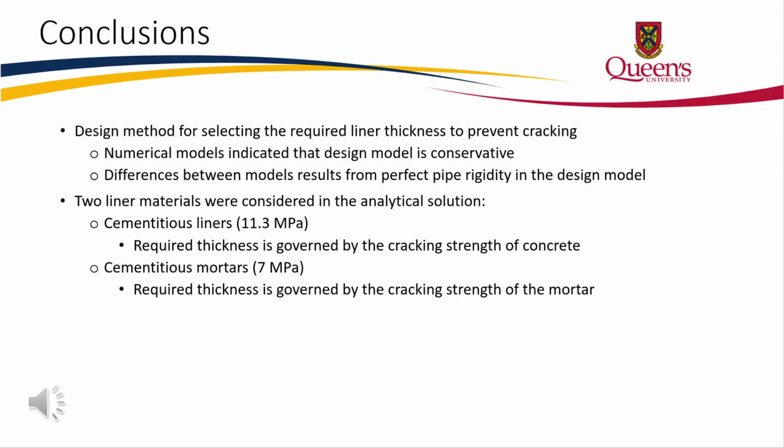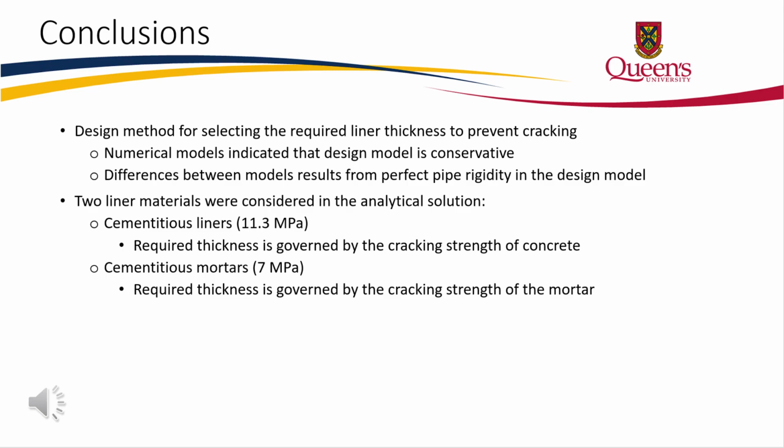An analytical solution for estimating the required liner thickness to prevent cracking in intact concrete pipes was developed and evaluated against numerical models. The numerical models indicated that the design model produces conservative estimates of liner thickness. The differences between the design and numerical models result from the assumption of perfect pipe rigidity in the design model, which results in conservative estimates of earth loading.